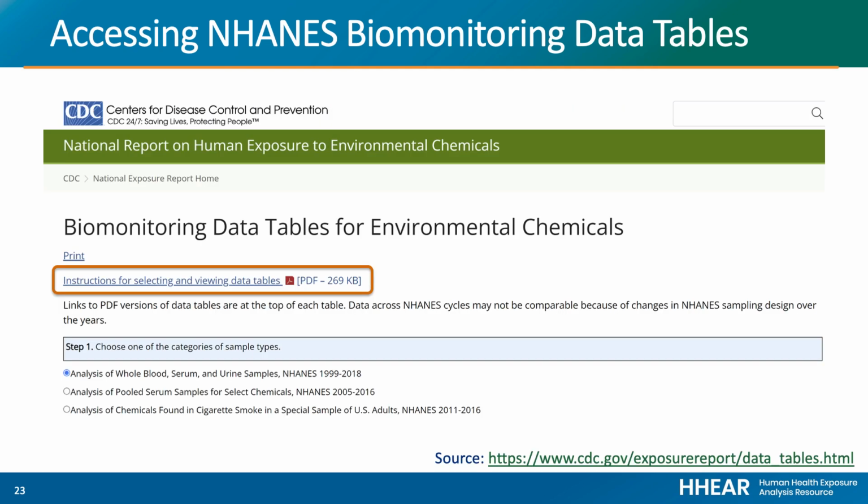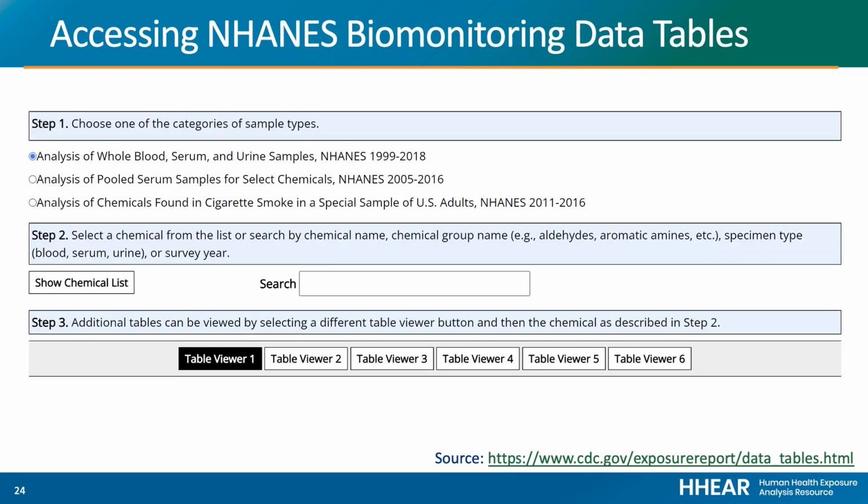On the Biomonitoring Data Tables for Environmental Chemicals site, there are 3 main steps for accessing information. Please note that a user guide is provided with instructions for how to search and view the data tables. In the 3-step process, you will make 3 selections. First, the sample type. Second, the chemical name or chemical group. Note that there is a chemical group name list for guidance if you need support getting started.